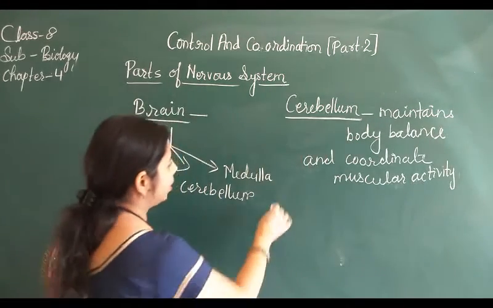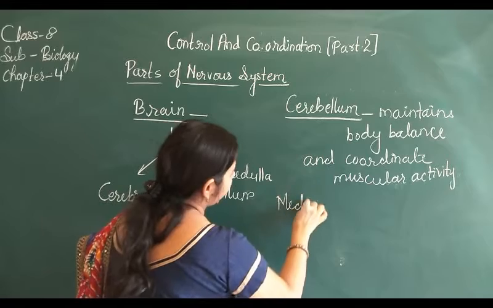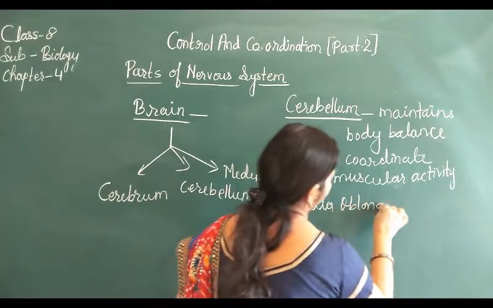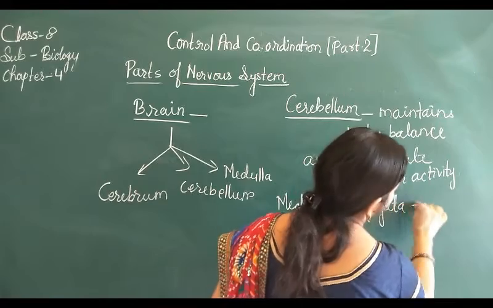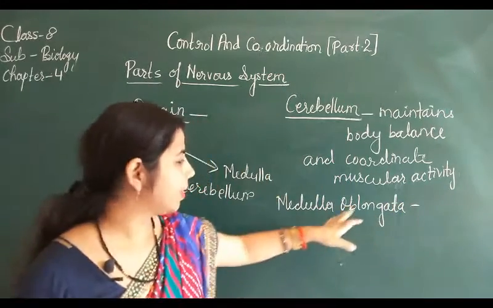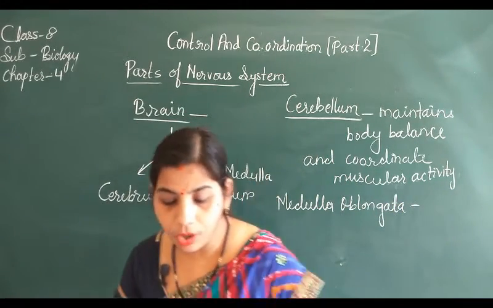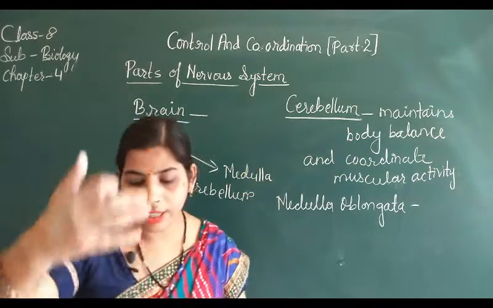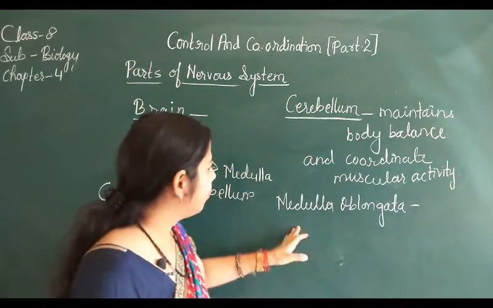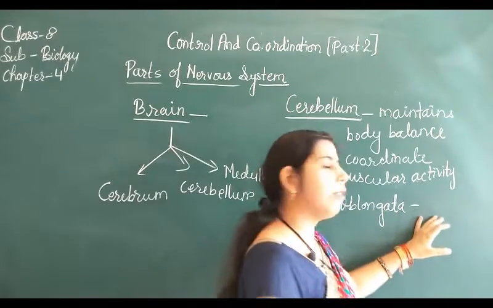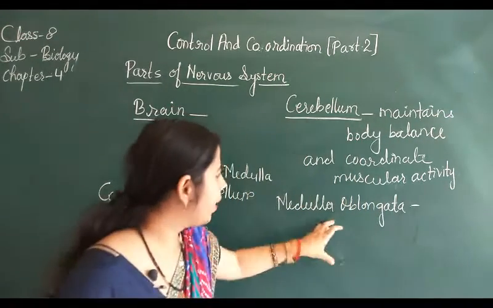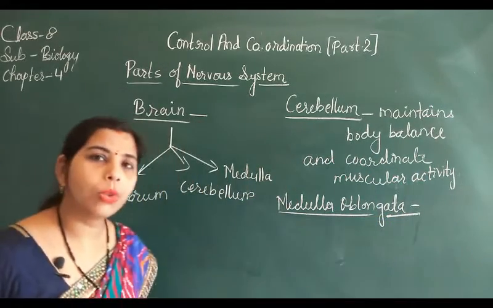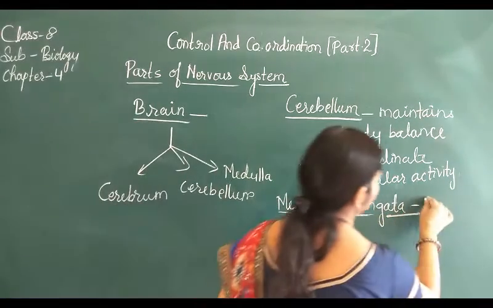Okay, now the third part of the brain is medulla oblongata. This is also known as brain stem because it is the lowest part of the brain and the cerebellum is extended and forms the medulla oblongata. And the function of medulla oblongata is also very important because it controls the involuntary action.